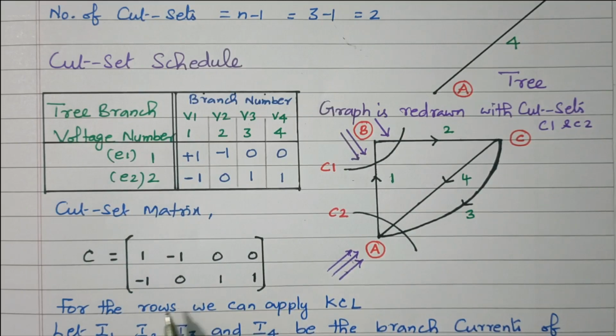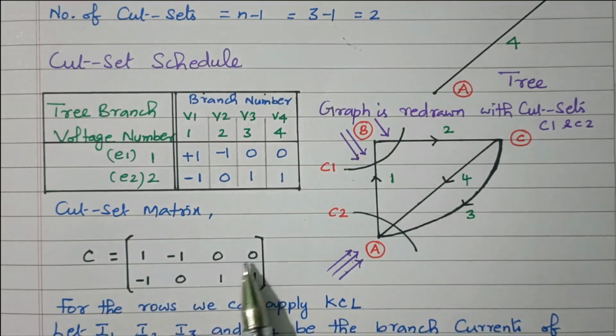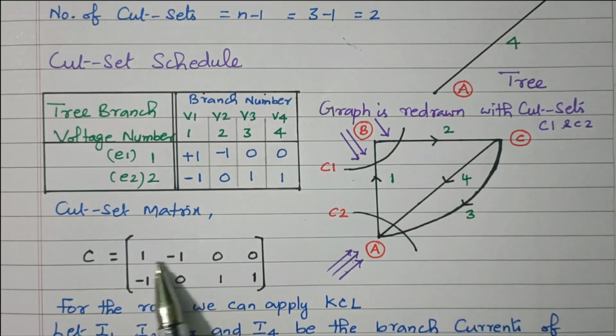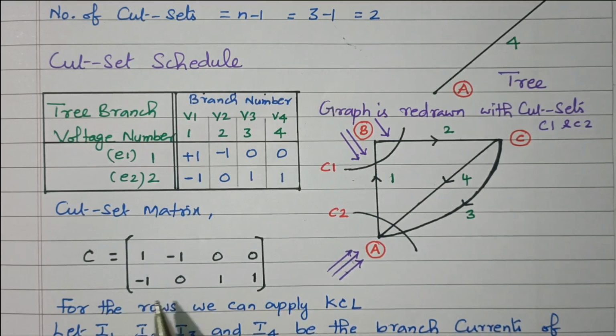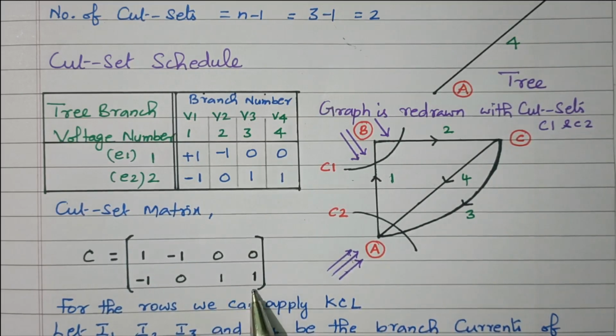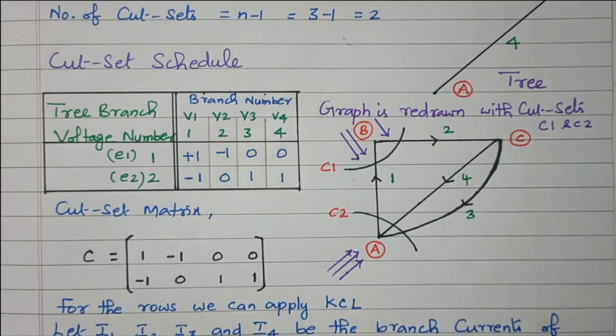From this cut set matrix we can go for the voltage equation as well as the current equation. How will you find the current equation? In the first row, I1 minus I2 equal to 0. I3, I4 are already 0. The second row, minus I1 plus I3 plus I4 equal to 0. By using Kirchhoff's current law, we can write the two equations: I1 minus I2 equal to 0, and minus I1 plus I3 plus I4 equal to 0.